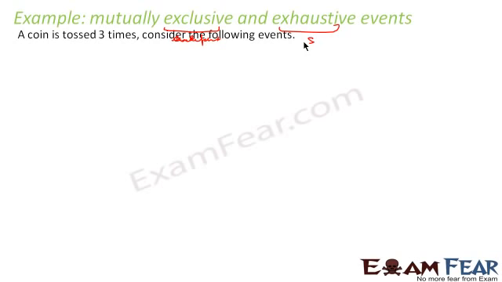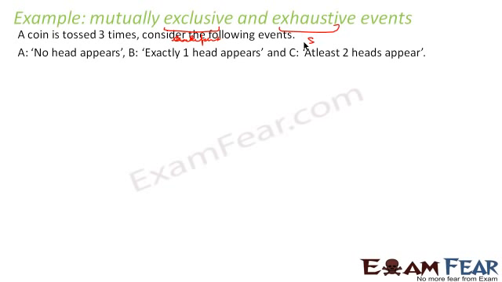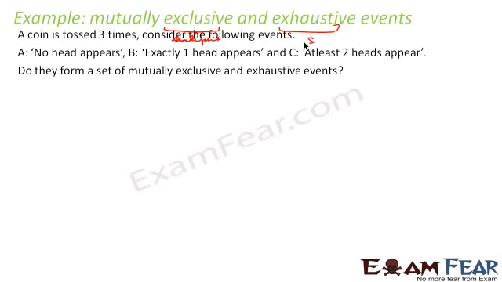Let's see this. A coin is tossed 3 times. Consider the following events. A: no head appears. B: exactly 1 head appears. And C: at least 2 heads appear. So the coin is tossed 3 times. Do they form a set of mutually exclusive and exhaustive events? That's the question. We'll see A.